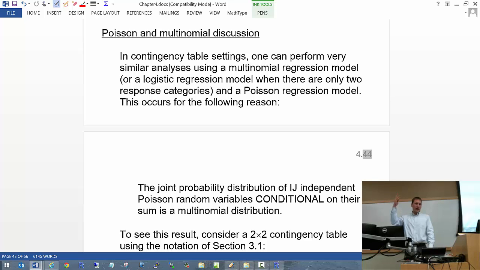Or in fact, if it was just a 2-dimensional table, you can think of it as each row has one multinomial. So there's a variety of different ways. And in the end, you will actually get the same result. In terms of the models will be equivalent, likelihood ratio tests will be equivalent, and so on. Well, why does that occur? Here's why.